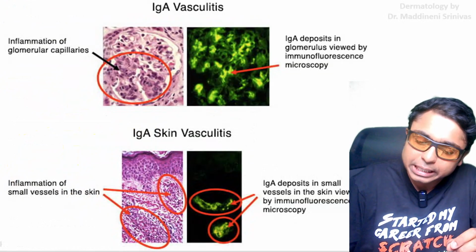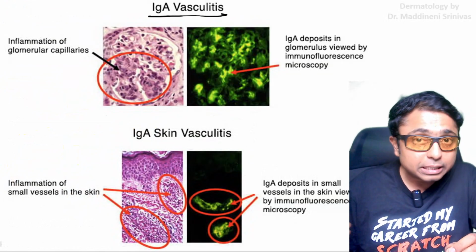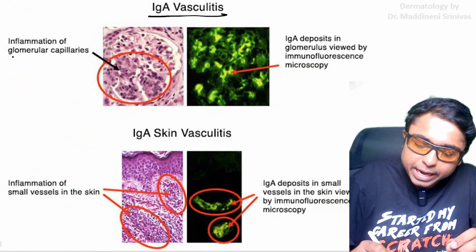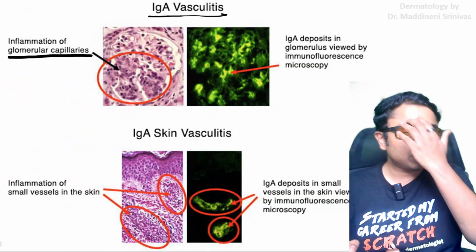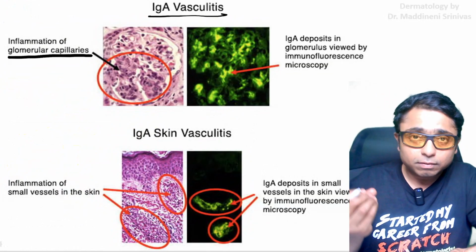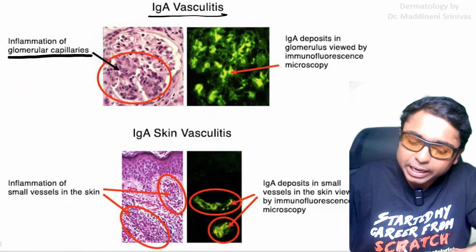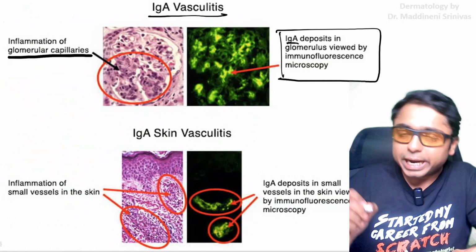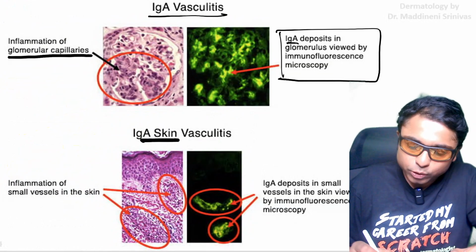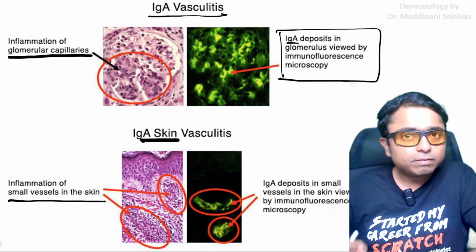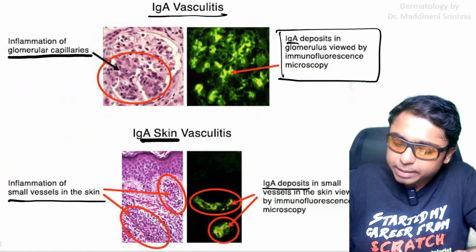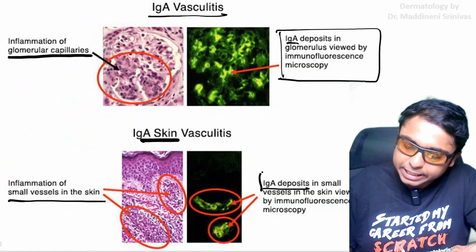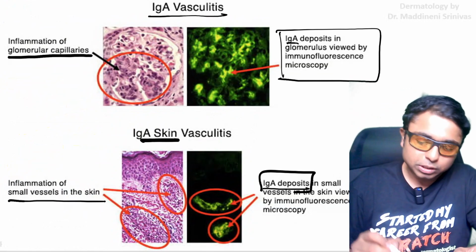So in this picture you can clearly see the IgA vasculitis, that is Henoch-Schönlein purpura, where the inflammation of the glomerular capillaries, the small blood vessels of the kidneys, is going to show IgA deposition on direct immunofluorescence. And also in the skin you can see there will be inflammation of the blood vessels, and if you observe the immunofluorescence, it is again going to show the same IgA deposits.